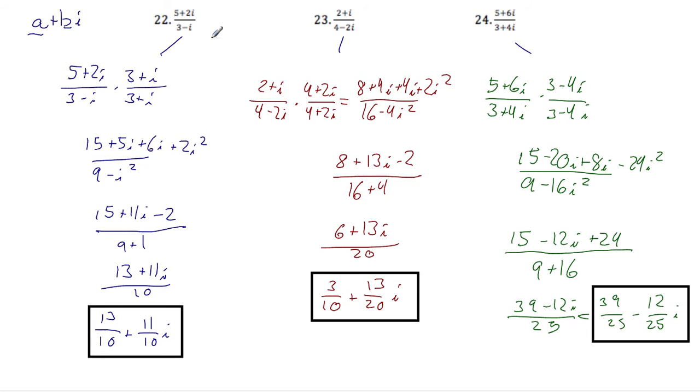Again, another process that shouldn't be too complicated. It's multiplying numerator and denominator by the conjugate of the denominator and reducing fractions. We treat i as a variable, but remember we substitute negative 1 in for i squared, and i just stays i. And we get it so it's a plus bi, a plus bi, a plus bi. Here b is just negative.